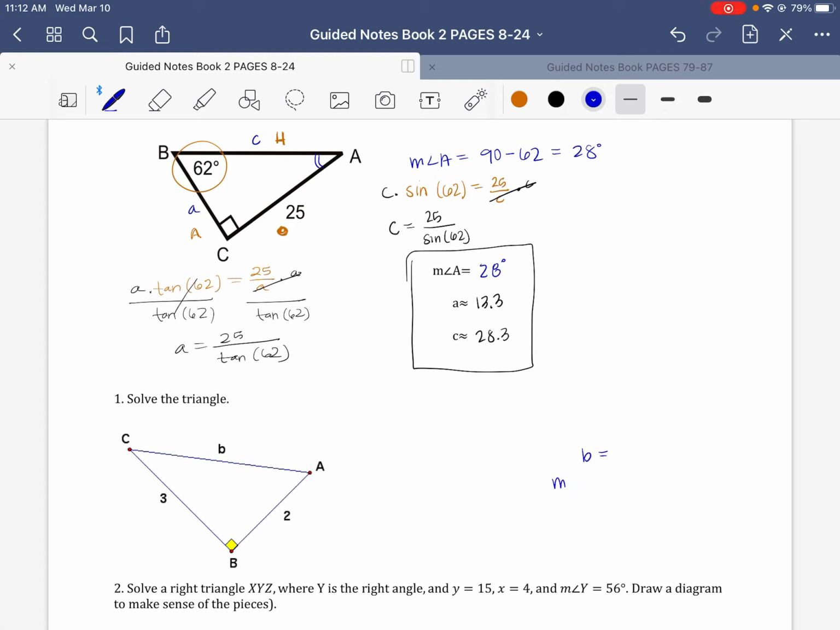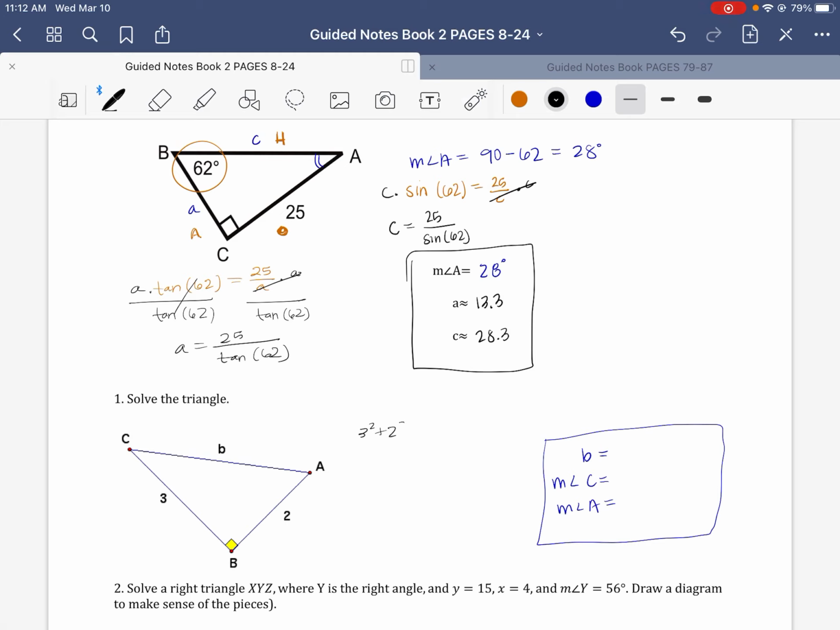I don't know either of the acute angles as well. So I'm going to find the measure of angle C and the measure of angle A. It doesn't matter which order I go in necessarily, but those are the 3 things that I want to make sure that I've found when I'm done. So it looks like I know the 2 sides, so Pythagorean theorem would be really good to help us find the 3rd side.